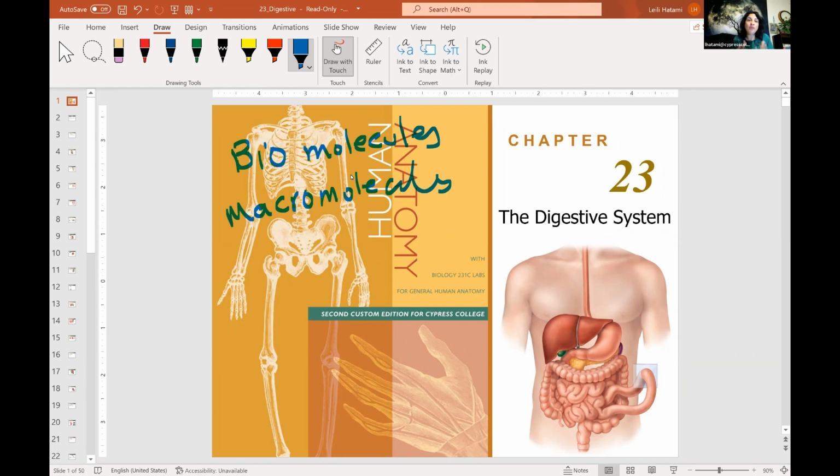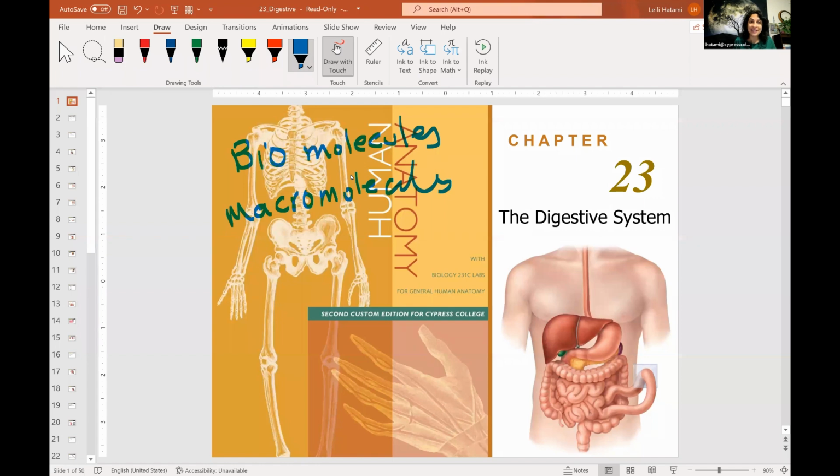But because these molecules are so large and complex, we have to break them down into their building blocks. We have to break down the proteins into amino acids. We have to break down the carbohydrate into simple sugars like glucose. We have to break down the lipid into fatty acids and glycerol. And then we have to absorb those digested nutrients like glucose, fatty acids, and amino acids into the blood, into the lymph, and then transport them to the cells.